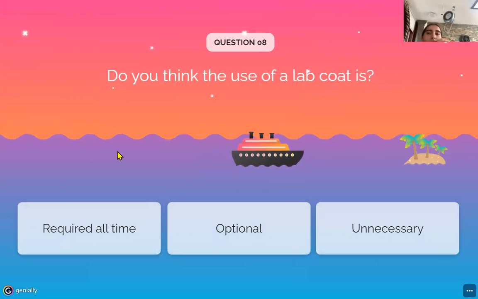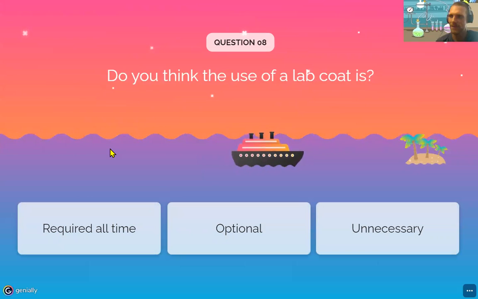Required all the time. Yeah. Even in biology, because sometimes students tell me, yeah, but we don't work with acids and we don't work with dangerous substances. But it's really important to have a lab coat at all times because it indicates that you're working in the laboratory. It's like a rule in all laboratories around the world, and it really protects you and others with whatever you are doing, you know.